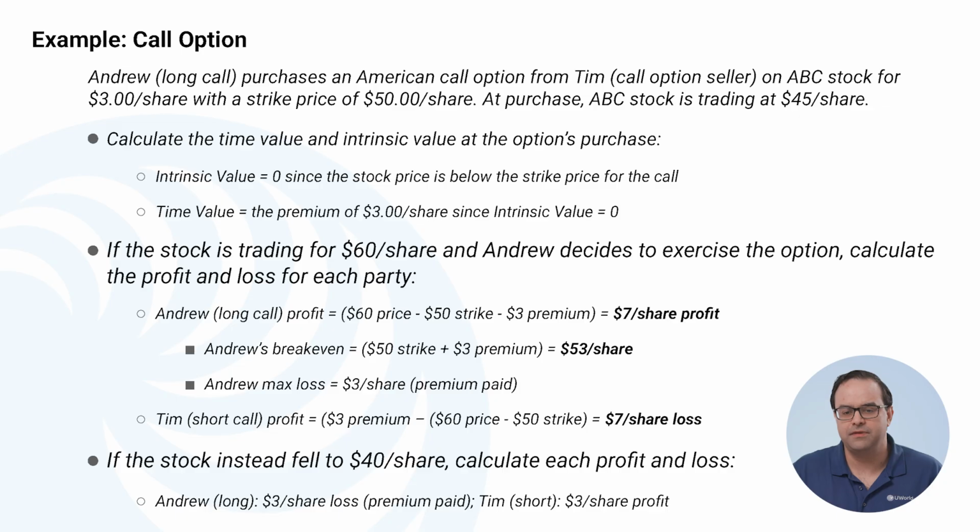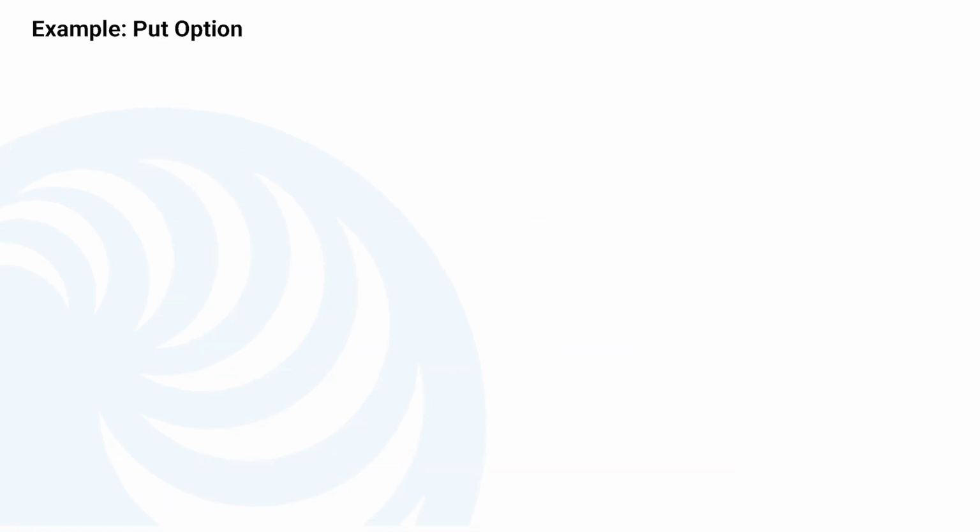If the stock instead moved lower from $45 to $40, the loss for Andrew would simply be the $3 per share premium. This, again, is the right, not the obligation, to buy. Since the option would expire out of the money, it would be worthless. And the portfolio manager, Andrew, would simply be out the $3 a share premium. The profit for the dealer, Tim, would be $3 a share. The option's out of the money. It's not exercised. Tim simply collects his premium from writing the call option.